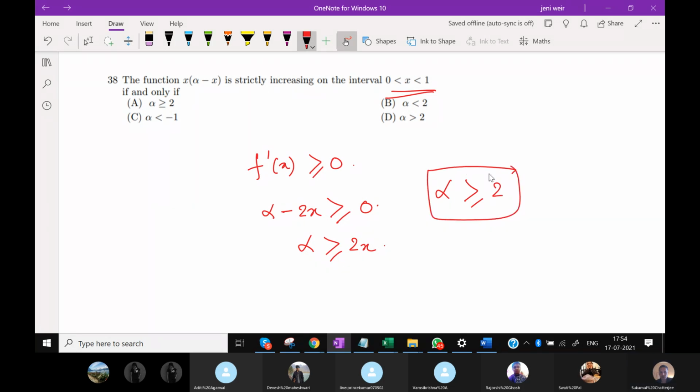Clear? Sir, for strictly increasing, shouldn't it be alpha greater than 2? No, because 1 is not included here. If it was equal to 1, then it would have been this. X cannot be equal to 1. X is always less than 1. Right? Sir, f dash of x should be greater than or equal to 0 is only increasing. So for strictly increasing, it is greater than 0.